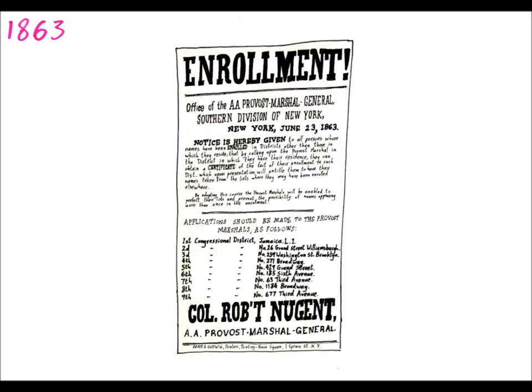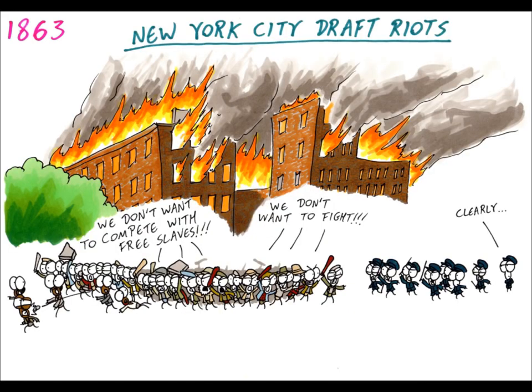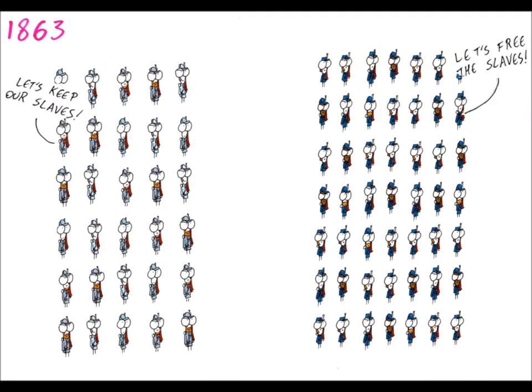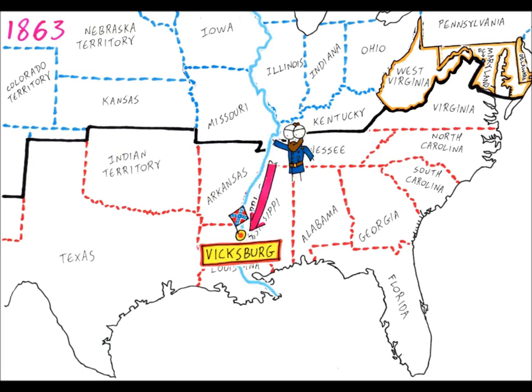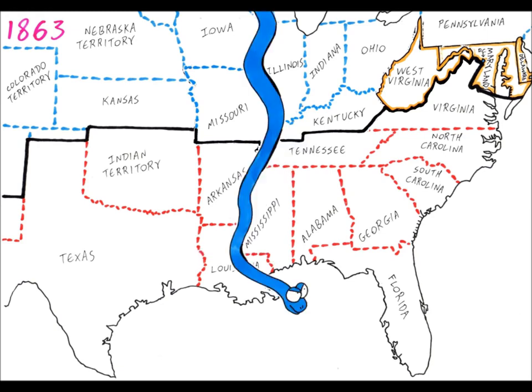The draft laws in the north weren't popular, and riots broke out in New York. Many got into this war for ideological reasons, some for the adventure, or simply to defend their home, but the horrors of war changed many of their minds. In the west, Grant captured Vicksburg, the last Confederacy stronghold on the Mississippi. The Union now had complete control over the Great River and effectively split Confederacy forces in two.